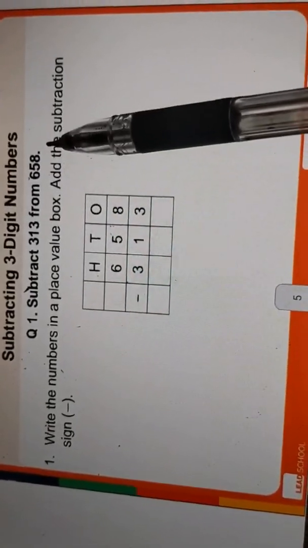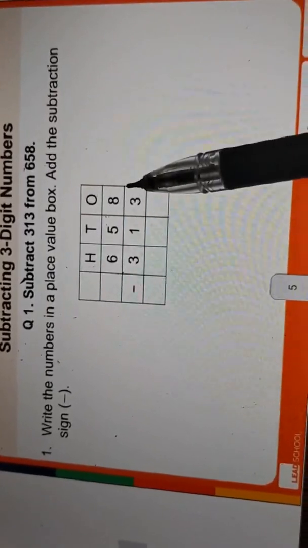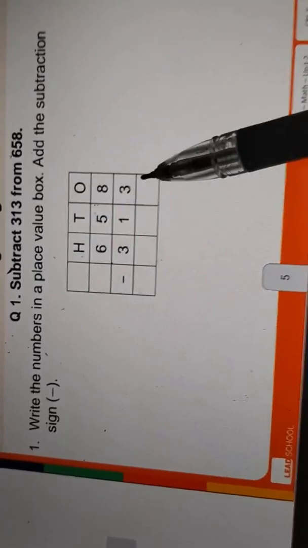So this one is a place value box. In that box we have to write ones, tens and hundreds. After that we have to write the bigger number first. So in 330 and 658, the bigger number is 658. That number we have to write on the top. At the bottom we have to write 330.